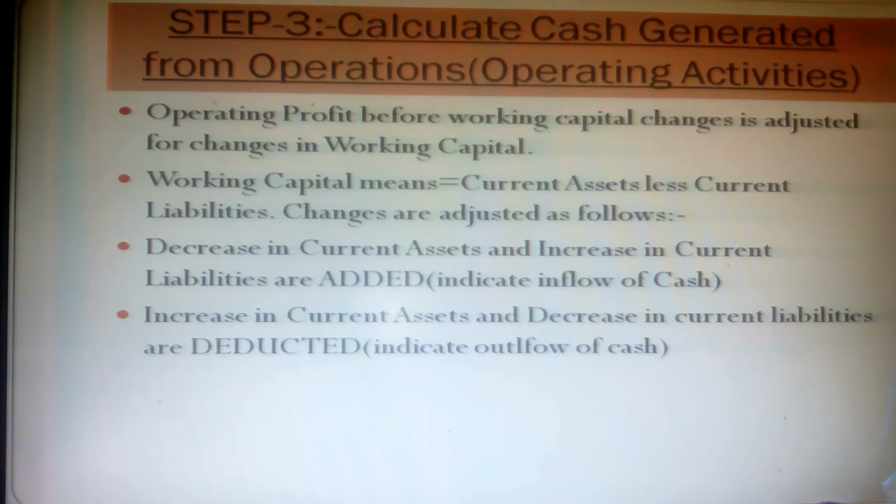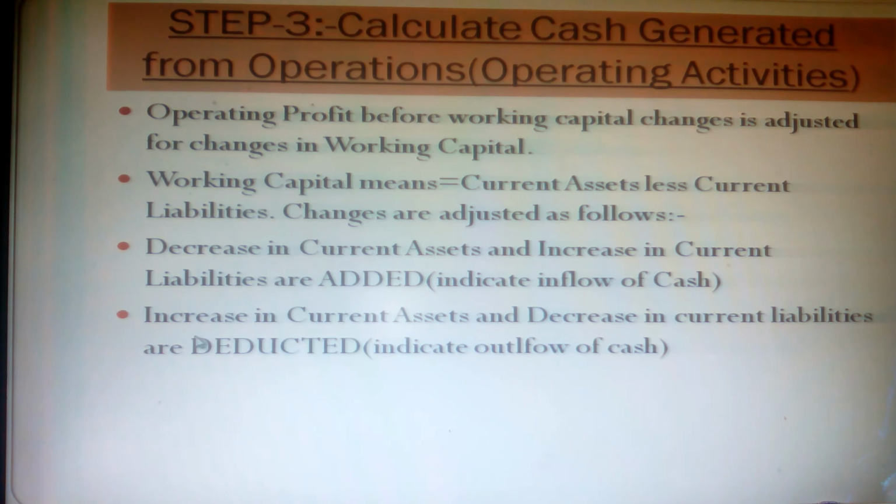Okay. Then moving to step 3, a very important thing: calculate cash generated from operating activities. Correct. So we have operating profit before working capital changes, and we want to adjust for changes in working capital. You already know what working capital means: current assets less current liabilities. How are we going to adjust? It's a very important thing. A decrease in current assets and an increase in current liabilities, we want to add, as an inflow of cash.